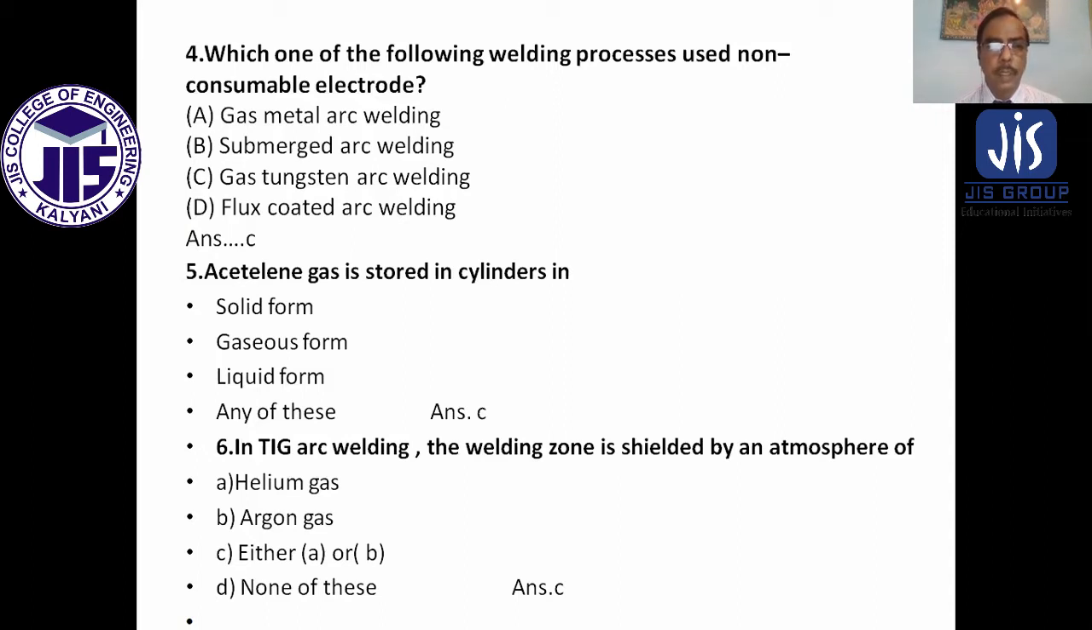Next question. Acetylene gas is stored in a cylinder in which form: solid form, gaseous form, liquid form, or any of these? Acetylene is stored in a cylinder. It is dangerous, so it is not in solid form, and not in gaseous form either. It can be dissolved in acetone in liquid form. Otherwise, it cannot be kept in a bottle or cylinder. Some charcoal-type material is there, acetone is given, and the acetylene is dissolved in that acetone. That's why it is called DA, dissolved acetylene. So acetylene is stored in liquid form.